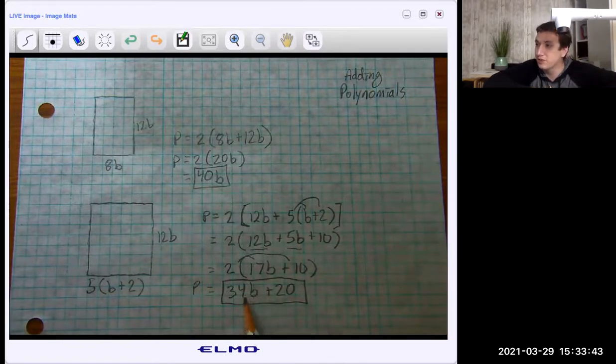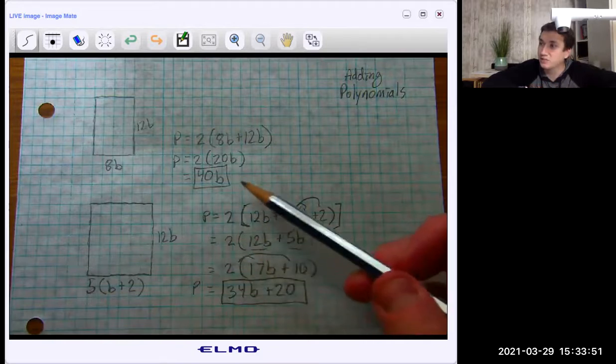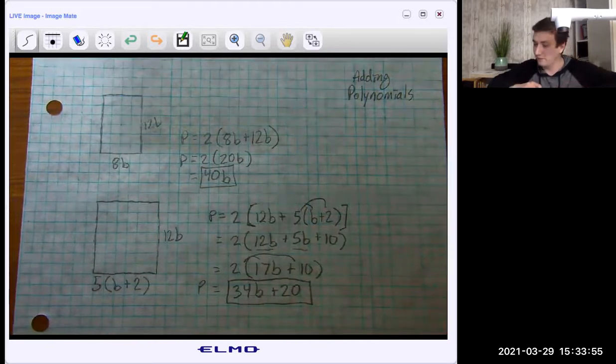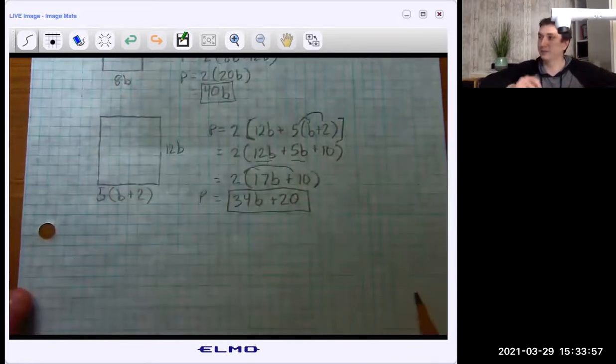There's a 34b and a 20. And until I figure out what b is, I can't do anything else with the perimeter. I'm just stuck there. So this was a combination of multiplying and then combining like terms to get to my solution here. Now, let's take a look at another example.